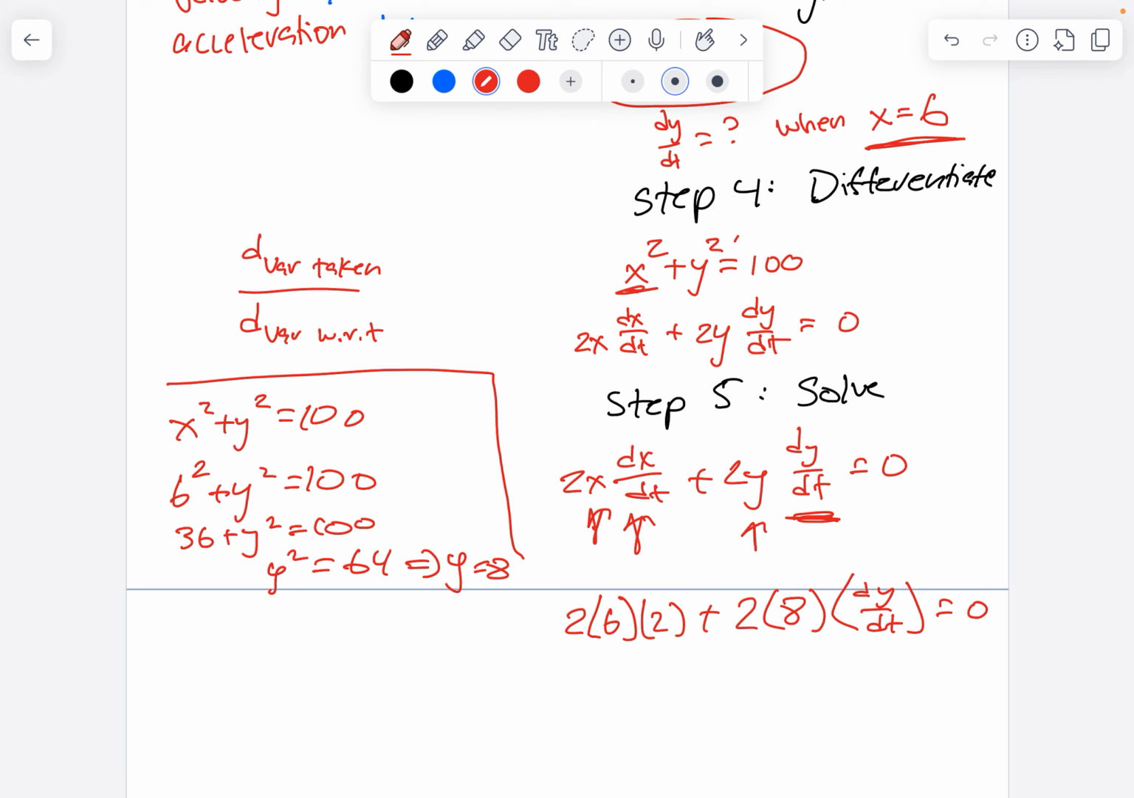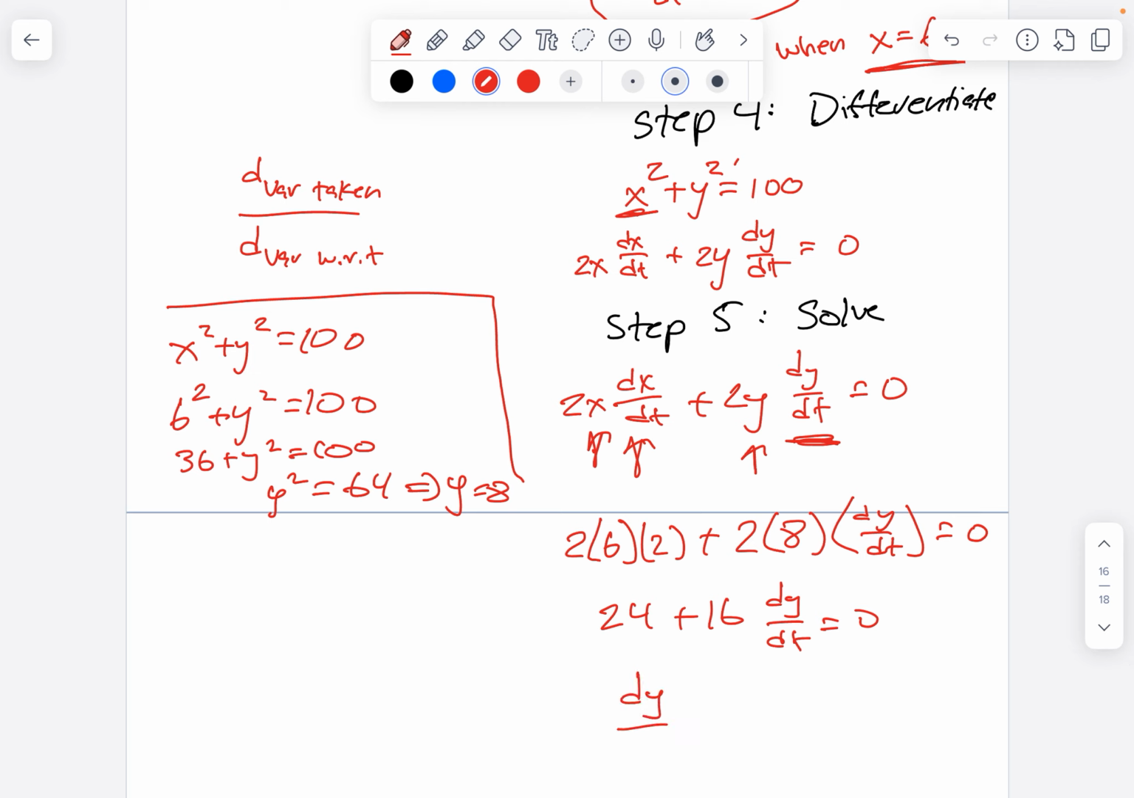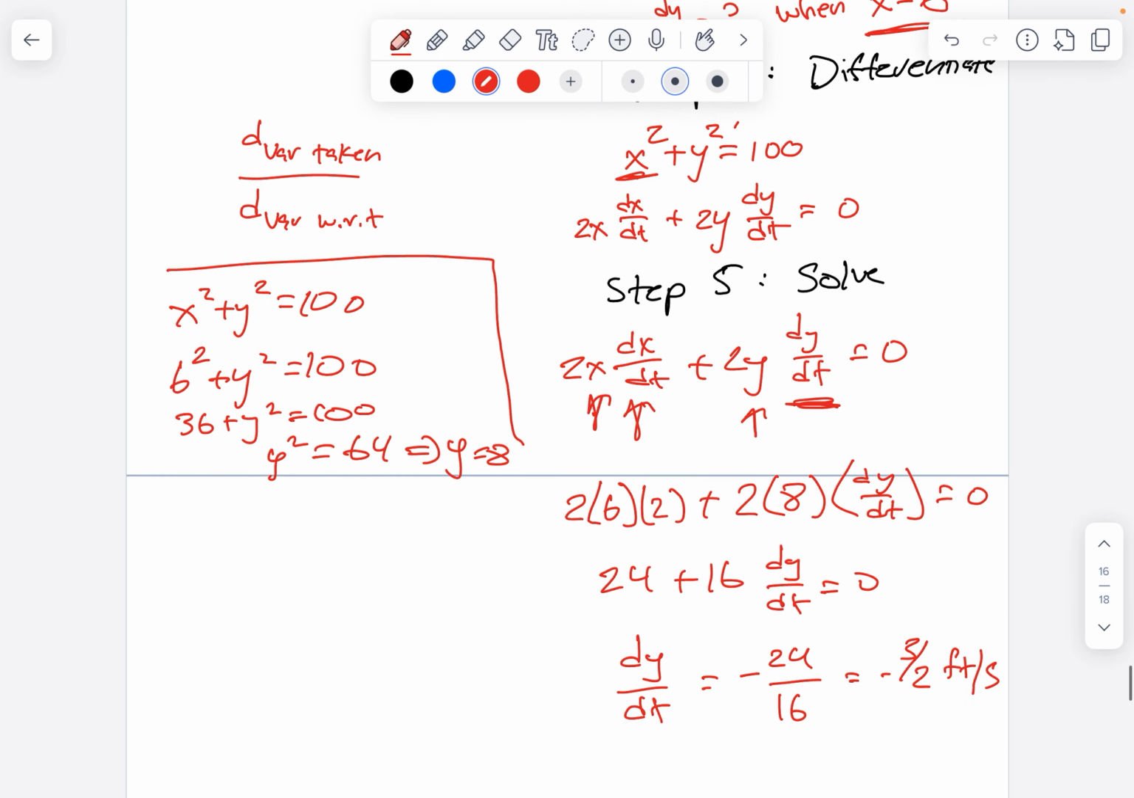So now let's solve for dy/dt. So we have 24 plus 16 dy/dt is equal to 0. And from this we get dy/dt is equal to negative 24 over 16, which is equal to negative 3 over 2 feet per second. And that is your final answer.